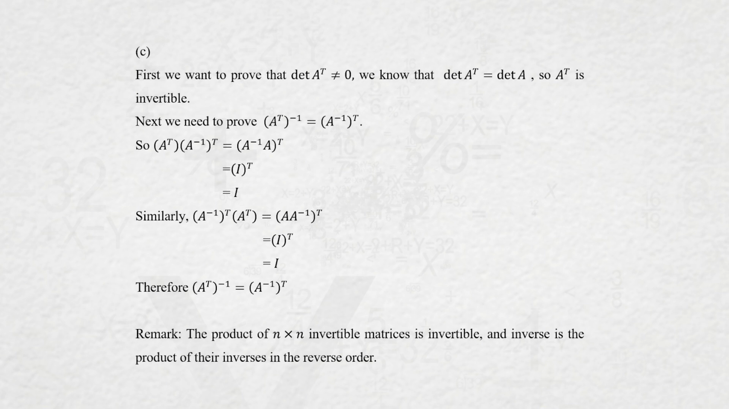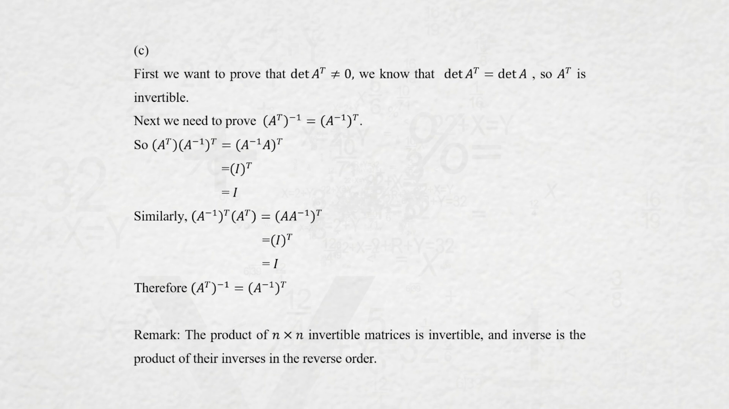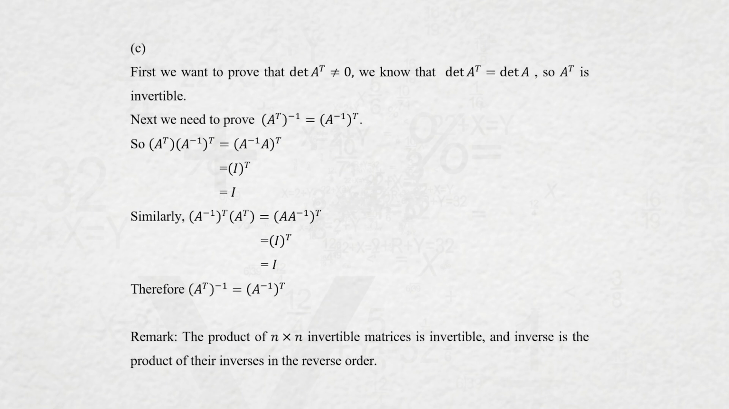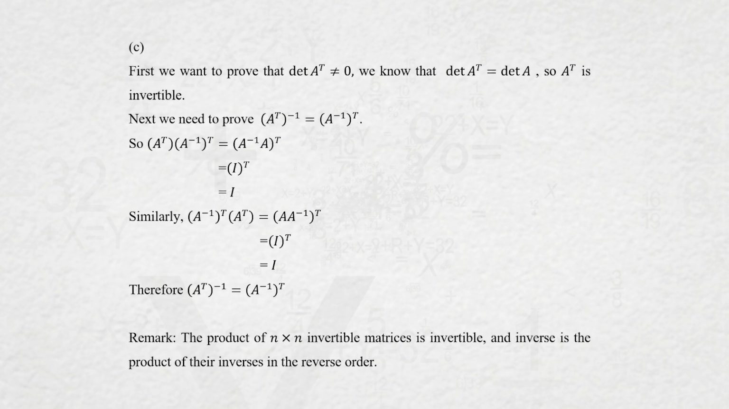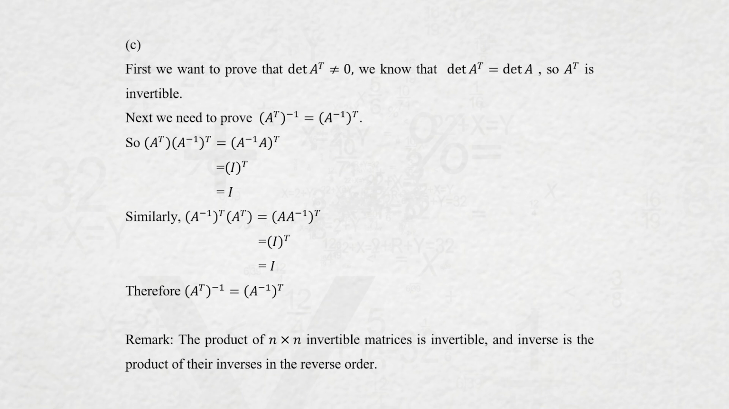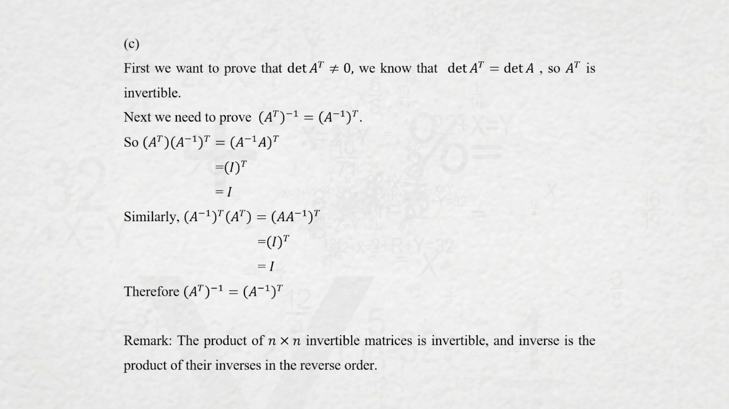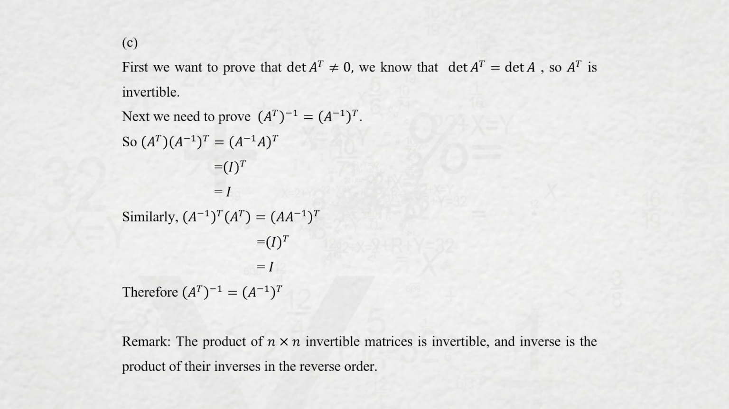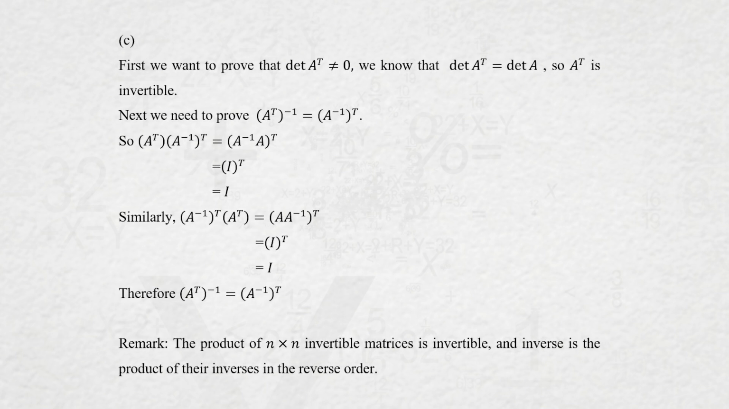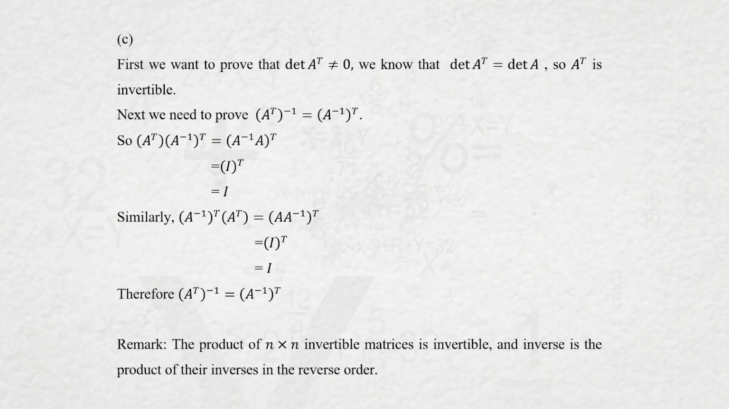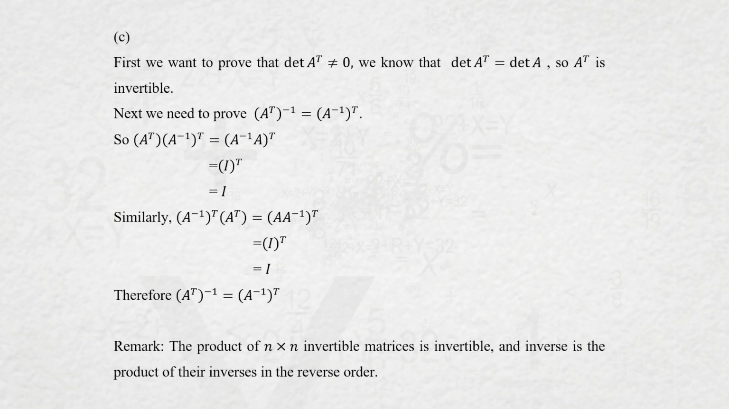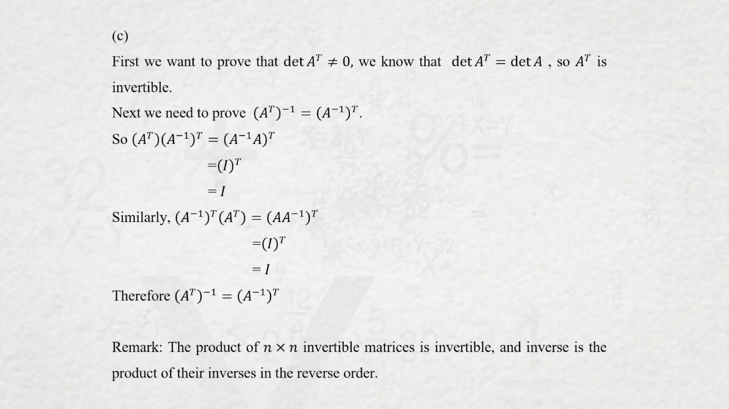Similarly, A inverse transpose times A transpose is equal to A times A inverse the whole transpose, which is I transpose, which is I. Therefore, A transpose the whole inverse is equal to A inverse the whole transpose. A point of remark: the product of n cross n invertible matrices is invertible, and the inverse is the product of their inverses in the reverse order.